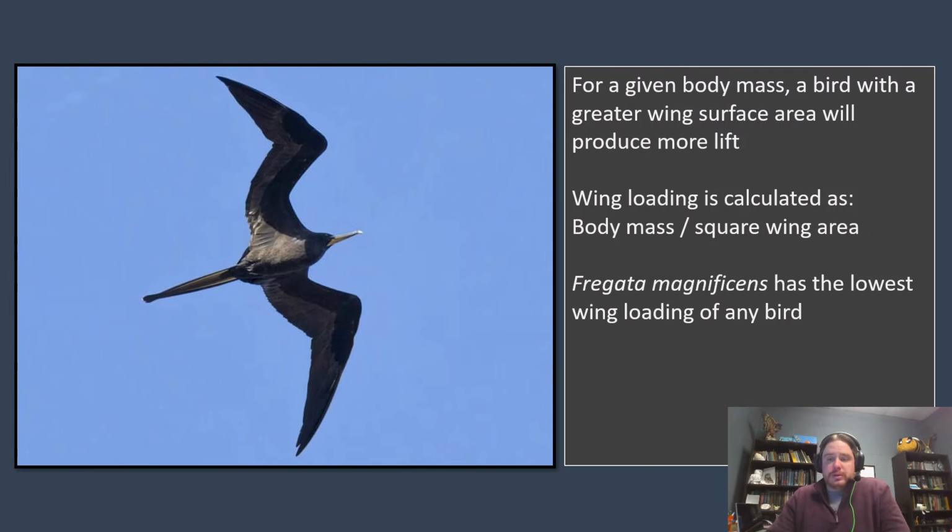All right, let's talk about wing loading. So wing loading is a fairly intuitive concept. The idea here is that for any given body mass, if you have a greater wing surface area, you can produce more lift. Because the more body mass you have, the harder it is to lift yourself up, right? So if you have bigger wings with greater surface area, not just longer, but greater surface area, you generate more lift for the same body mass.